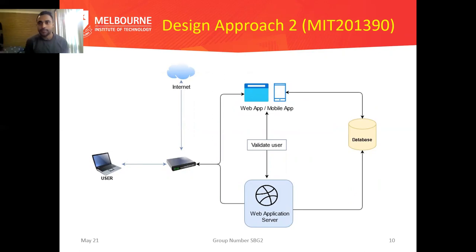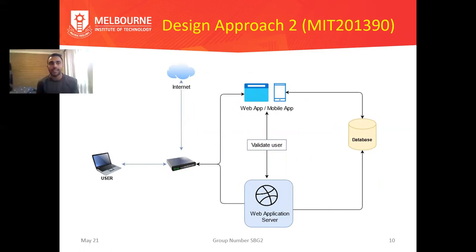Good morning, everyone. It's me, Vijay, and my student ID is 201390. My design approach is based on a two-tier approach, where the client is on the first tier. Similarly, the database server and the web application server reside on the second tier. The second tier serves the data and executes the business logic for the web application. The user accesses the website and interacts with the front end with the help of the internet. It means they can access it from a web application or from a mobile application.